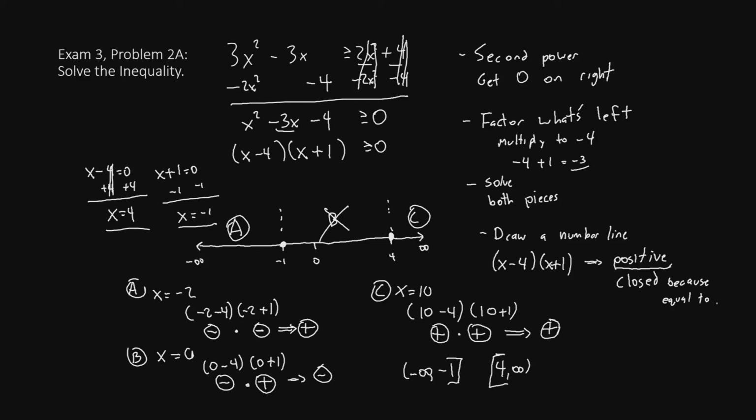Remember, don't ever use brackets around infinity because infinity is not really a number. And then place a union in the middle to show that there are two pieces. And that is our answer. Negative infinity to negative 1, union 4 to infinity.